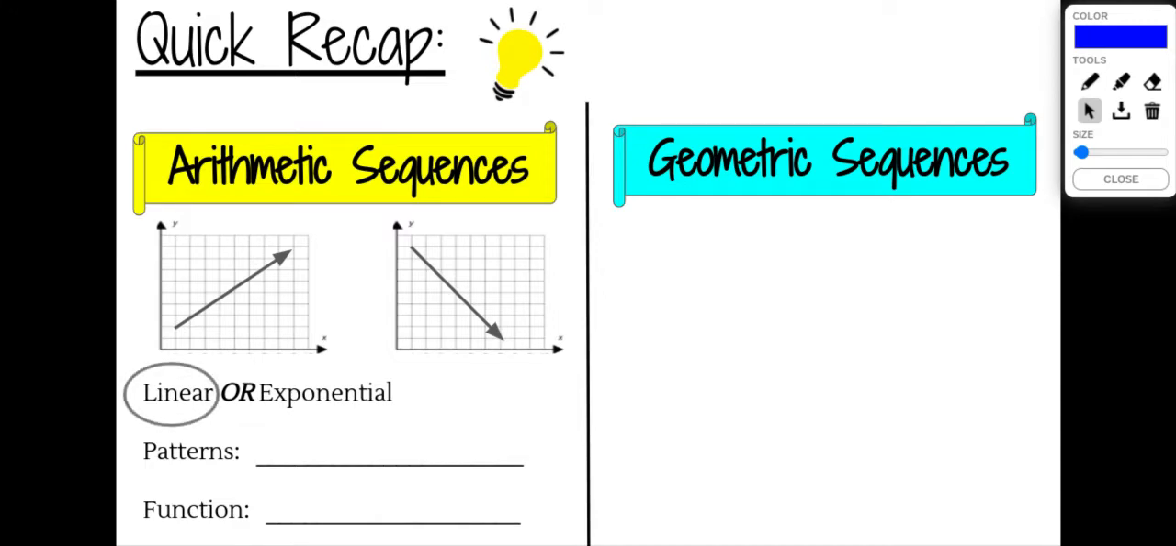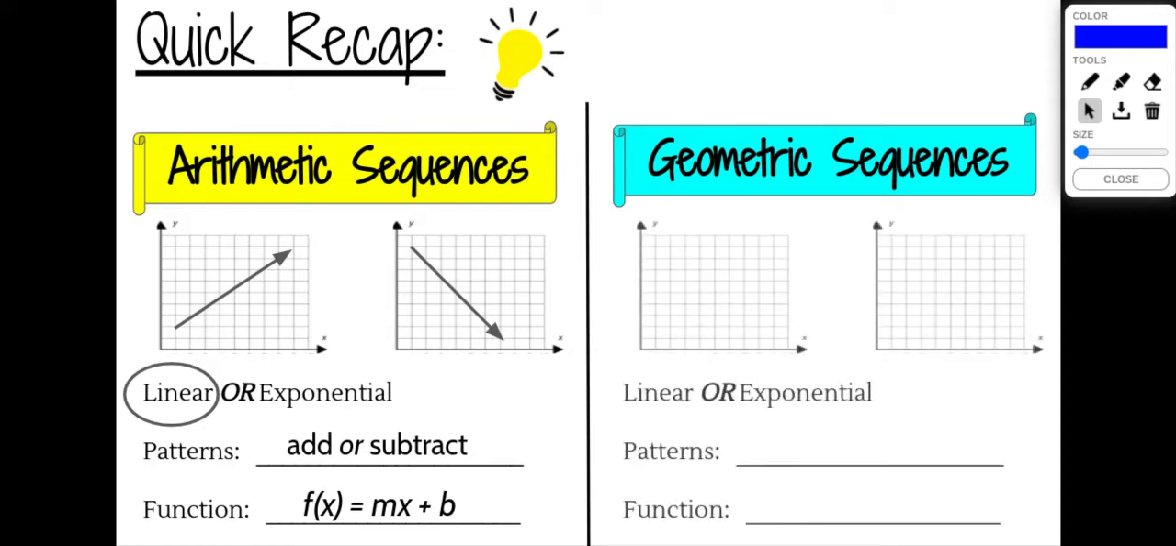So let's circle linear. The patterns that we're going to see in the sequence of numbers are either constant adding or constant subtraction. Remember basic arithmetic. When I learned basic arithmetic as a little kid, I learned how to add and subtract. And then the function rule will always be linear, which is just basically y equals mx plus b. Okay, that's arithmetic. And actually, we've done that before earlier in the school year, chapter 4 and chapter 5.